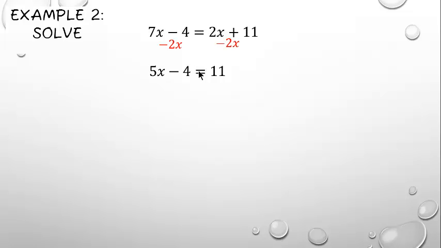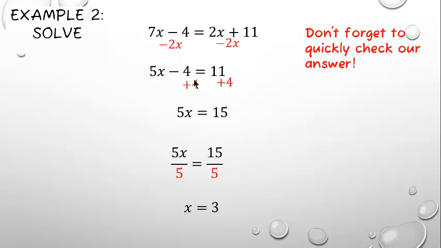Okay, we want to get rid of that negative 4 first, so we're going to add 4 to both sides. So I end up with 5x equals 15. Okay, 5 times x, so we're going to divide both sides by 5. So we end up with x equals 3. So x equals 3 is the solution to 7x minus 4 equals 2x plus 11.